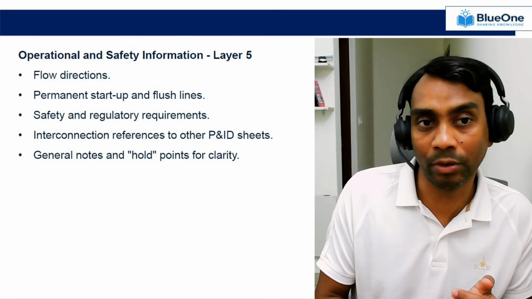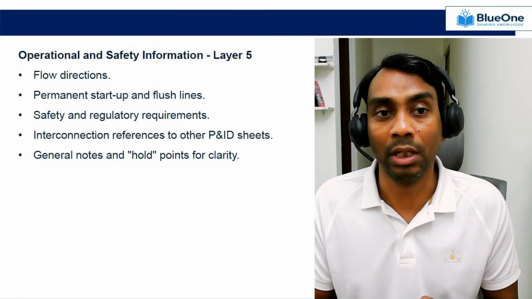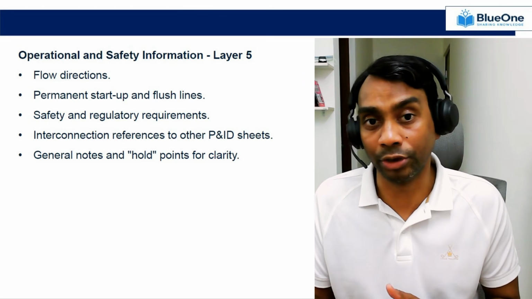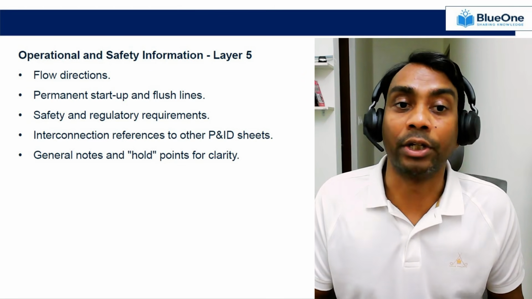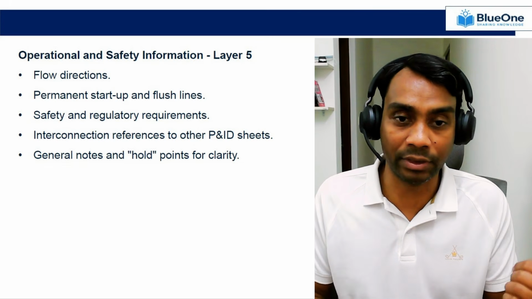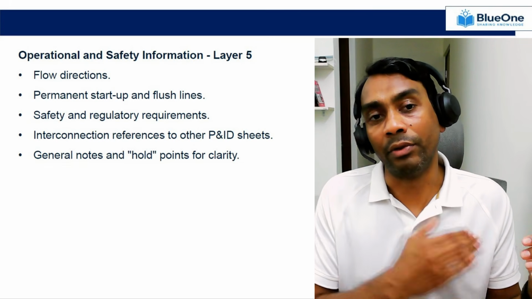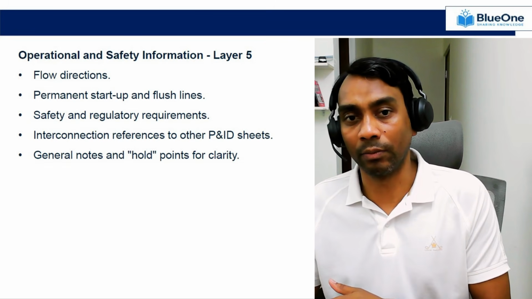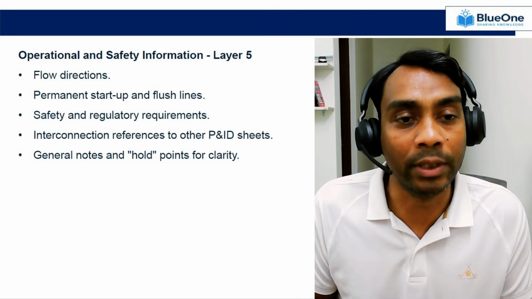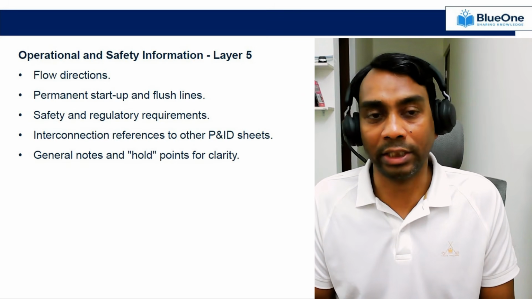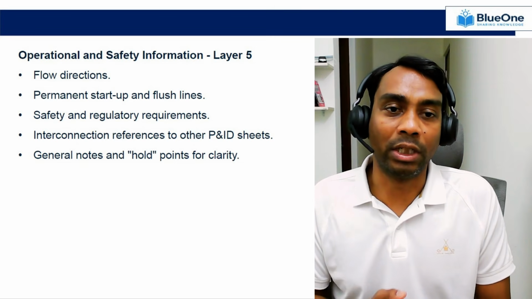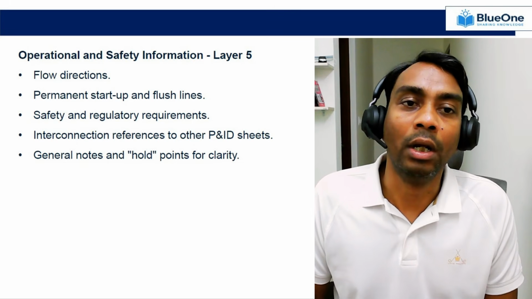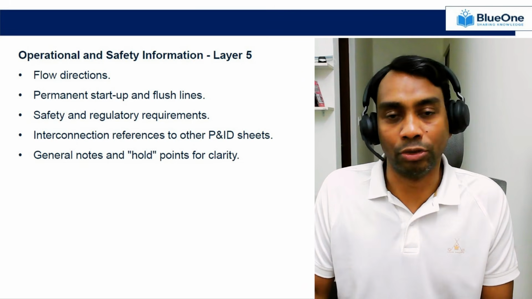For example, flow direction of your media or service, a permanent startup and flush line, the safety and regulatory requirements, if any, associated with that particular process, and interconnection references to other P&IDs. So if you see the left side and the right side, you will see the lines, which will help you to understand from where this particular line is coming and to where this line is going next in the system. And there will be nodes and hold points for clarity, so you can easily understand what the nodes are or what the specific requirements are associated with that particular equipment or instrument.